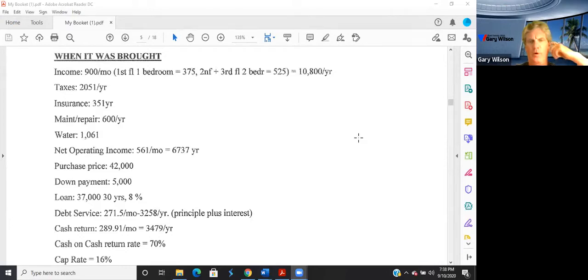Okay, so Tom is asking, what if the investment property is on a large lot and the land has significant value?